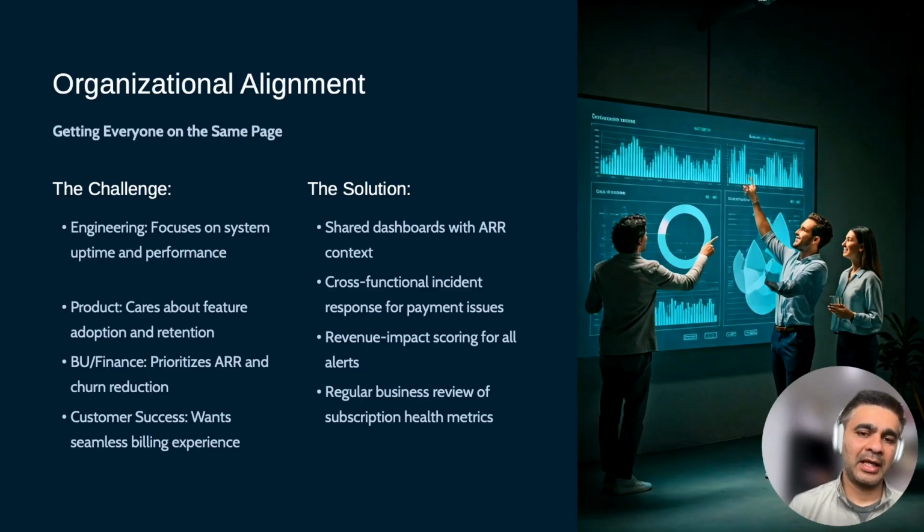The solution here is an alignment around shared business outcomes. We have to create shared dashboards with ARR context so everyone sees the same business metrics. We have to implement cross-functional incident response for payment issues, not just treat them as engineering problems. We should use revenue impact scoring for all alerts so teams understand business priority, and hold regular business reviews of subscription health metrics. When everyone understands how their work connects to revenue and customer success, observability becomes a shared responsibility, not just an engineering tool.